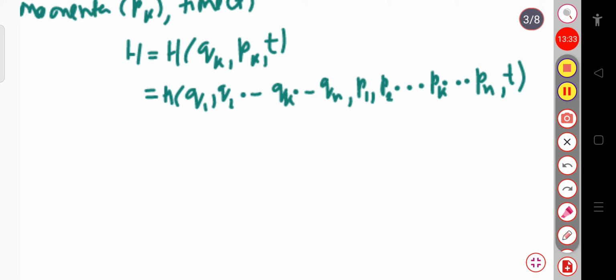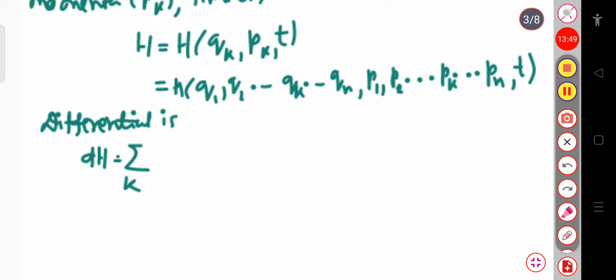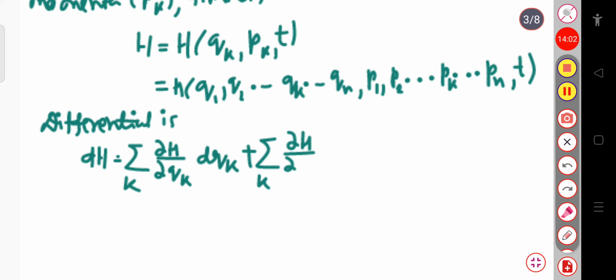Now if I take the differential, dH is equal to sum over k ∂H/∂qk into dqk, plus sum over k ∂H/∂pk into dpk, plus ∂H/∂t into dt. Let this be equation number 1.